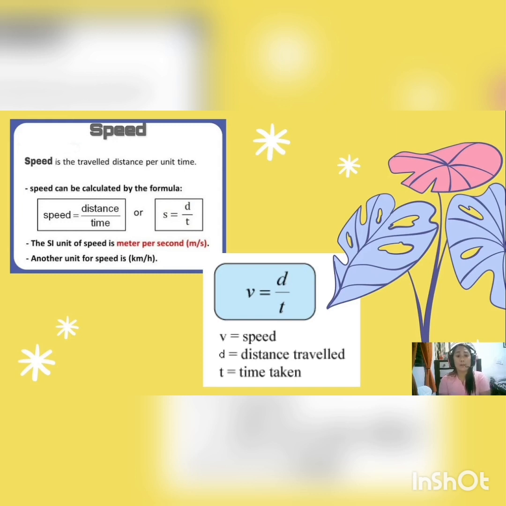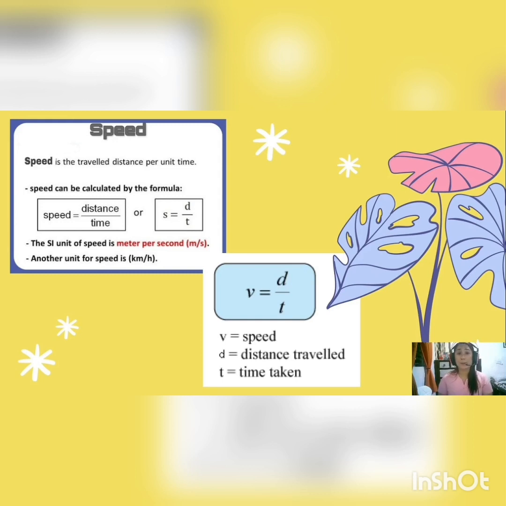While in velocity, v stands for the speed or the velocity itself, and then d is the distance traveled or the displacement, and t is the time taken for the object to travel. So in this case, for the velocity, we will also be using the same unit, which is meter per second or kilometer per hour. But in relation to this, you must add the direction. Either if the object is going north, south, east, or west, or up, down, left, or right.